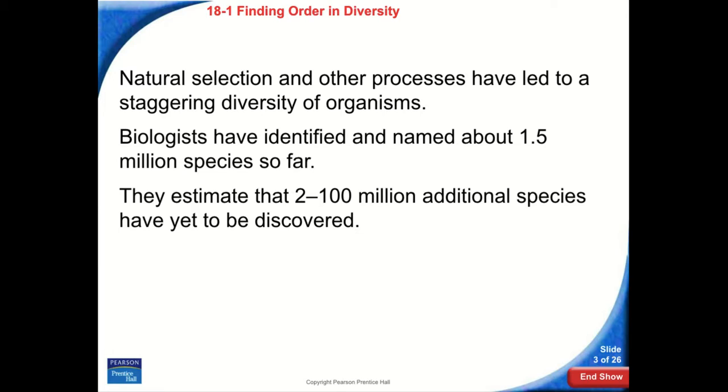So natural selection, which is the process that organisms get more suited or better fit for their environment over time, where nature selects for certain traits that are better for the environment, that along with other processes have led to a diverse group of organisms. And biologists have identified and named about 1.5 million species so far, but they estimate that there's somewhere between 2 and 100 million additional species that have yet to be discovered. But we do know that species are very diverse, even within just the animal kingdom.